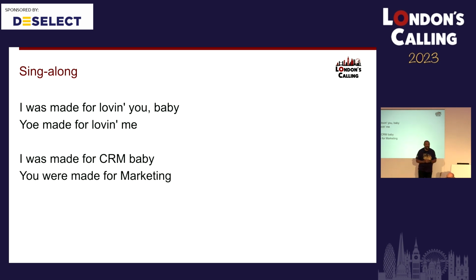I was made for loving you, baby. You were made for loving me. I was made for CRM, baby. You were made for marketing. One more. I was made for loving you, baby. You were made for loving me. I was made for CRM, baby. You were made for marketing.